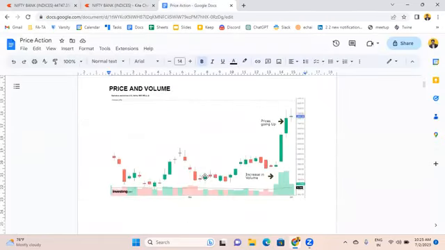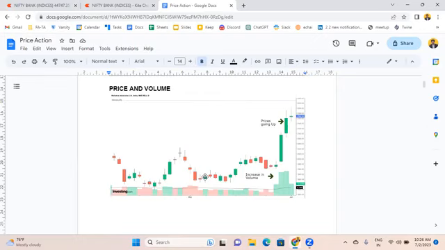The second concept is price and volume. So what is price and volume, and what is the correlation between them? Price is nothing but the price of any financial instrument, be it a stock, a mutual fund, an index fund, etc. And volume is nothing but the total volume of buyers and sellers.